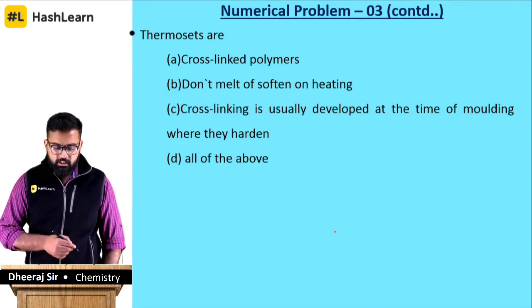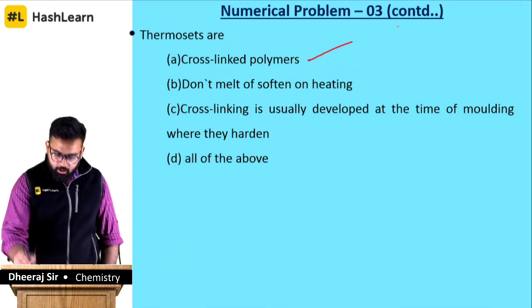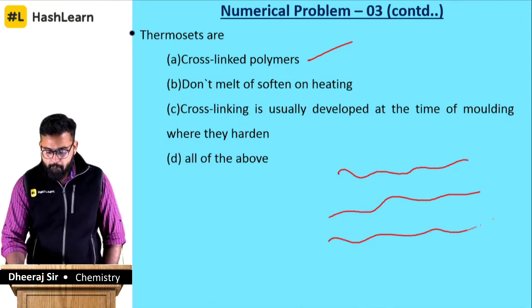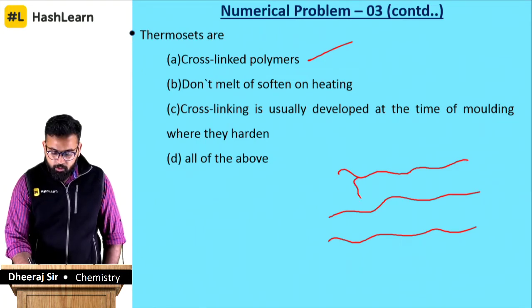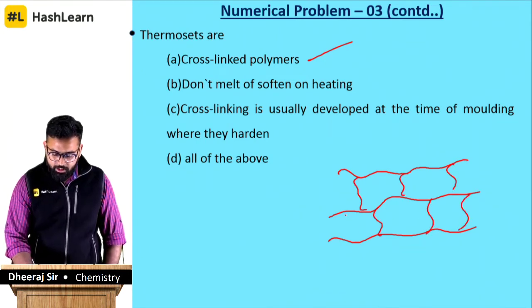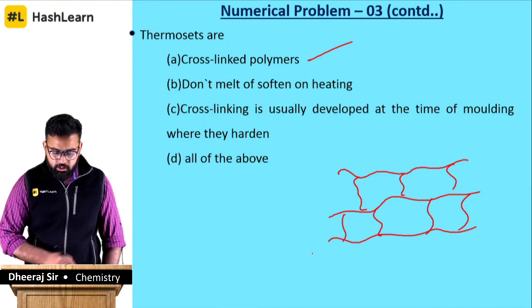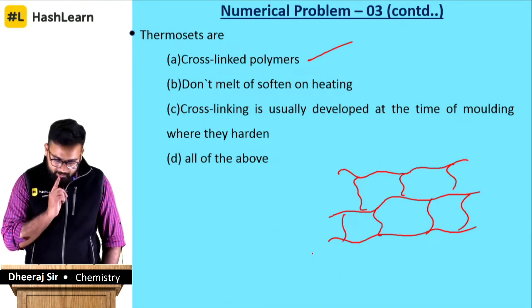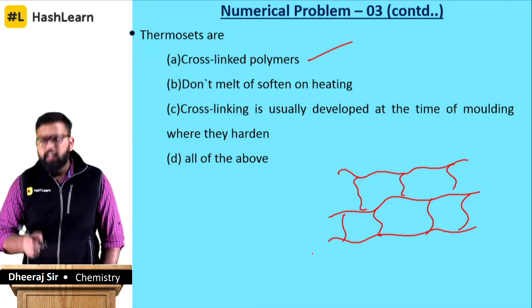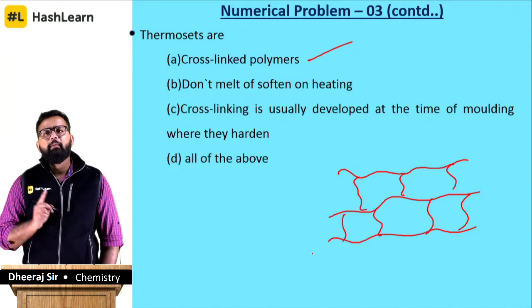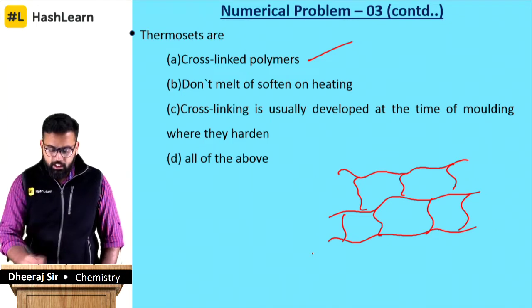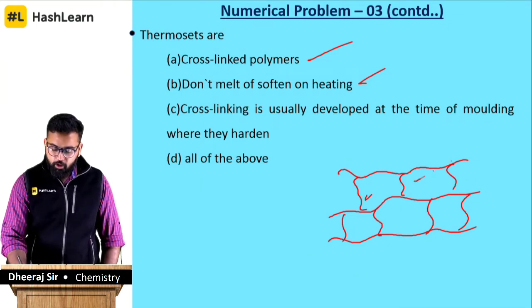What are thermosetting plastics? Thermosetting plastics are cross-linked polymers. So if you have a polymer chain, the polymer chains are cross-linked in multiple places. So cross-linked polymers is right. They don't melt or soften on heating. That is right. Whichever is cross-linked, you will not be able to change its shape. You will not be able to melt or soften it on heating. This is also right. That's the property of cross-linking.